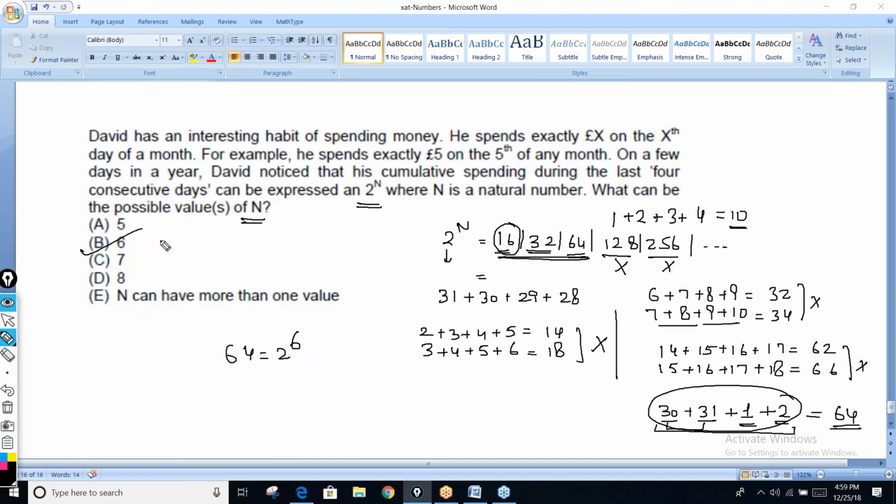So what is the value of n? The value of n can be only 6. No other value will satisfy. You cannot write 32 in this manner. So I can take 31 plus 1, but next 2 days I cannot write it like this. Getting it? You cannot take it 30 plus 1. The next date will be 2 and 3. So no other value is possible except 64. So answer is 6. This is a good question.